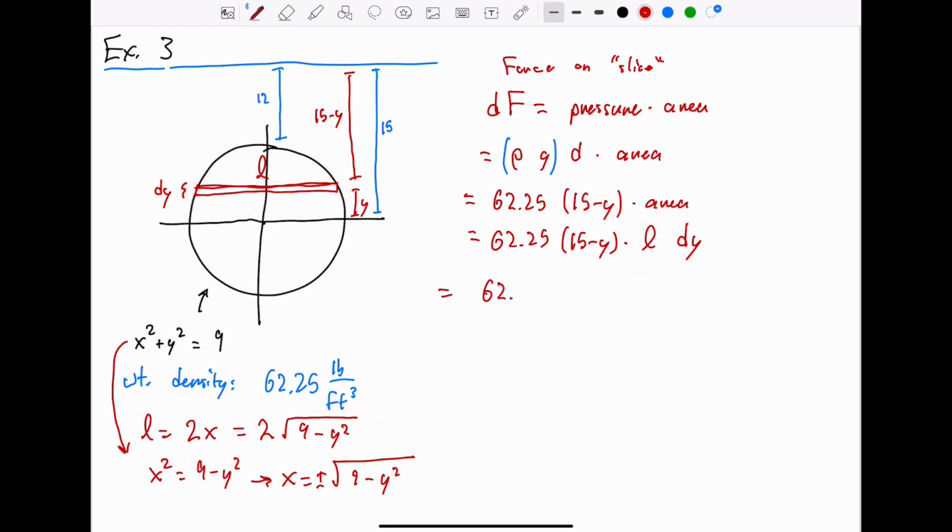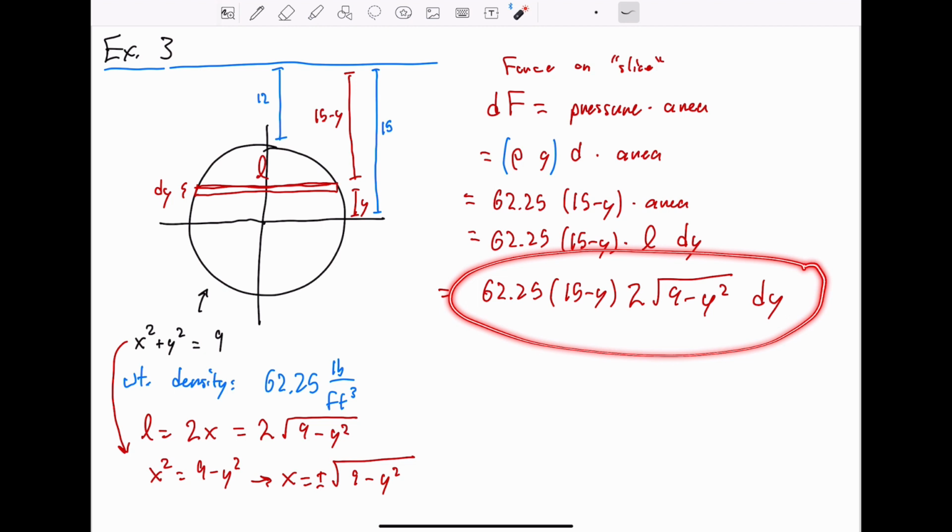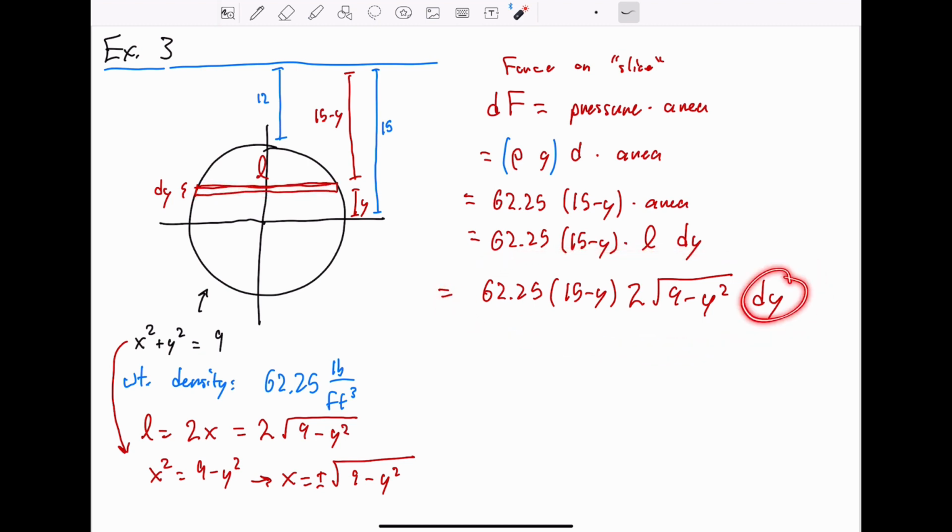So this is 62.25 times 15 minus y times L, which is 2 times the square root of 9 minus y squared, dy. This expression tells us the force exerted on just one thin slice of the window. In order to find the total amount of force, we'll simply integrate this expression with respect to y.